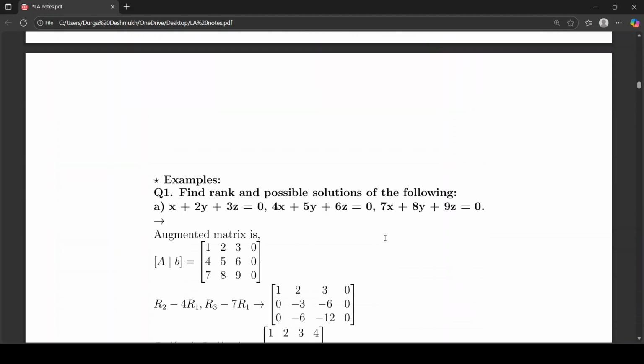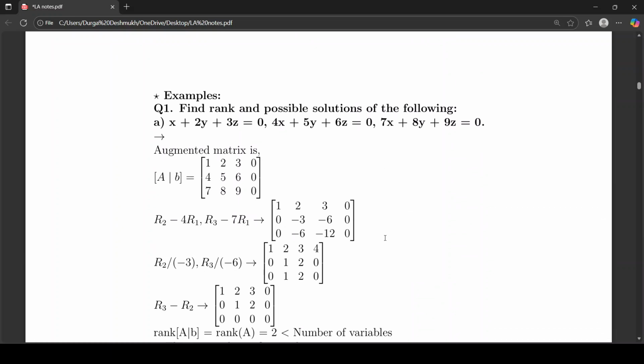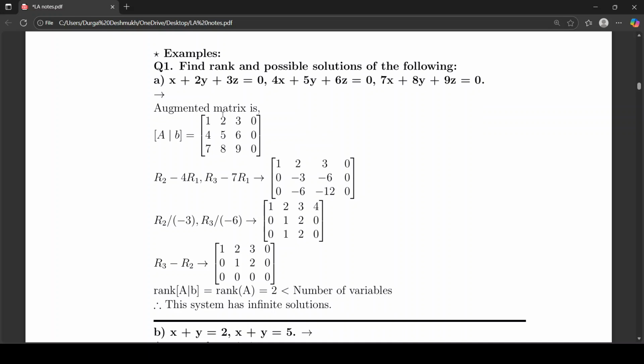So there are some examples. We will again discuss one. Suppose this system. Now we will get the augmented matrix as this. You can just mention the matrices separately and then get the augmented matrix, but I have just written it directly. Then we will convert it into the row echelon form.